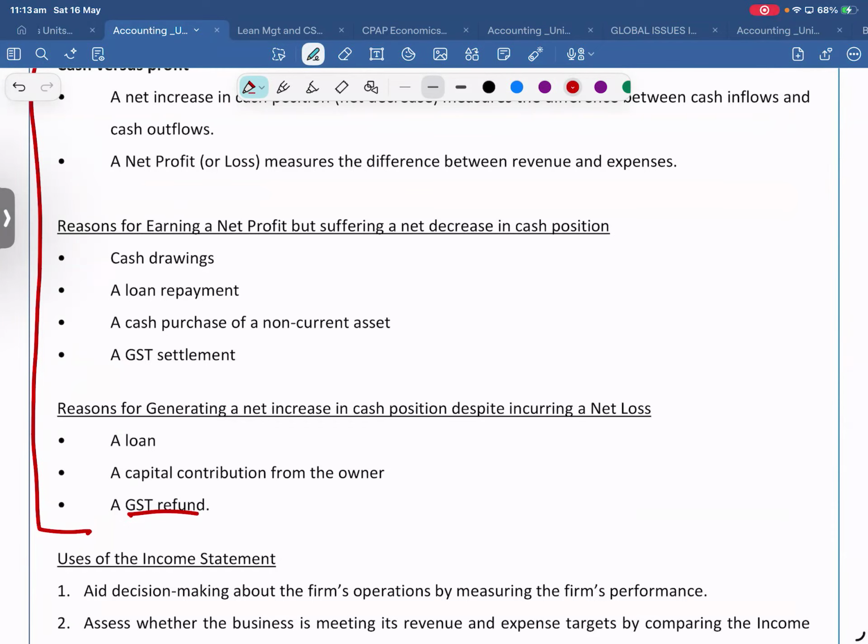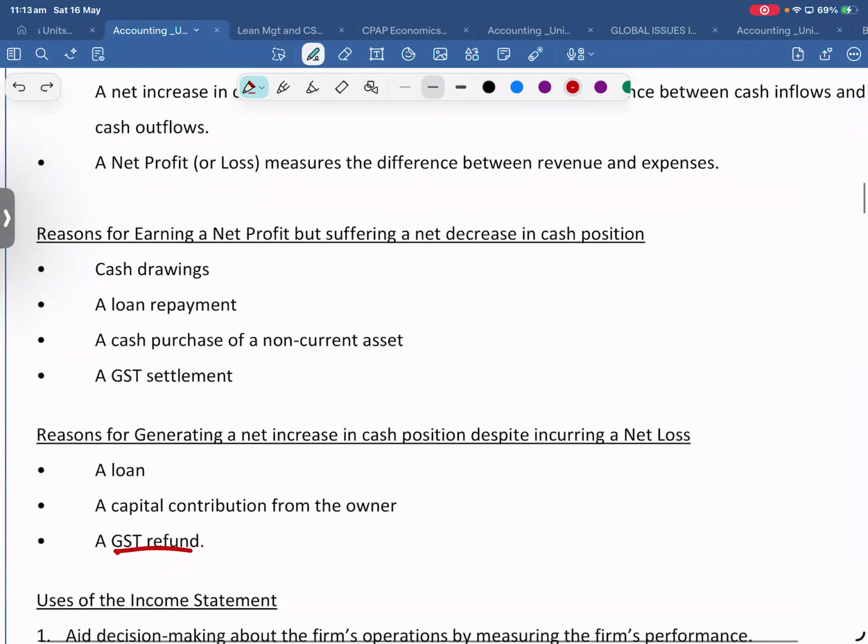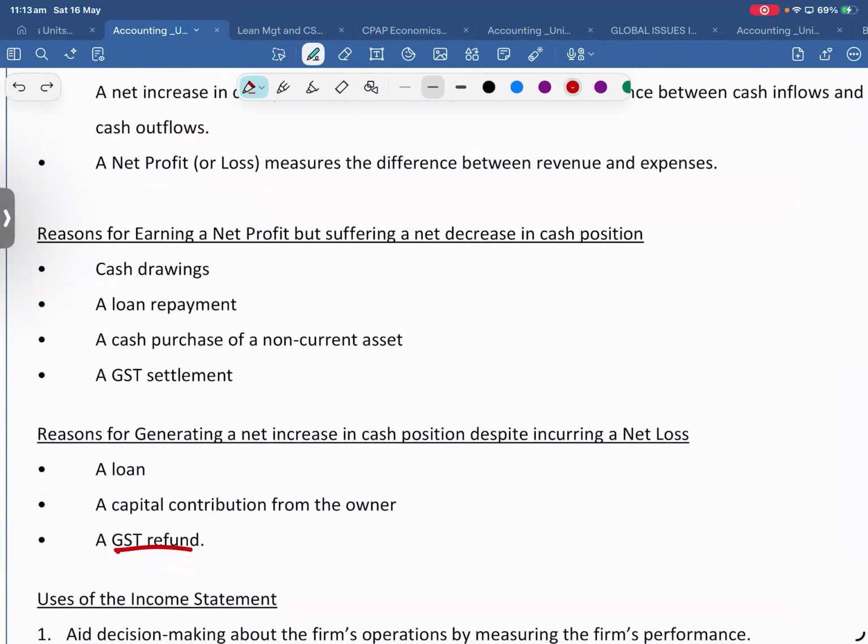What are those? Basically, cash drawings. But in this case, we can't say cash drawings. Why? Because we have a capital contribution as well. How much was cash drawing? 2,800. How much was the capital contribution? 4,000. That means we can't say this point. Loan repayment? Yes, you can say.